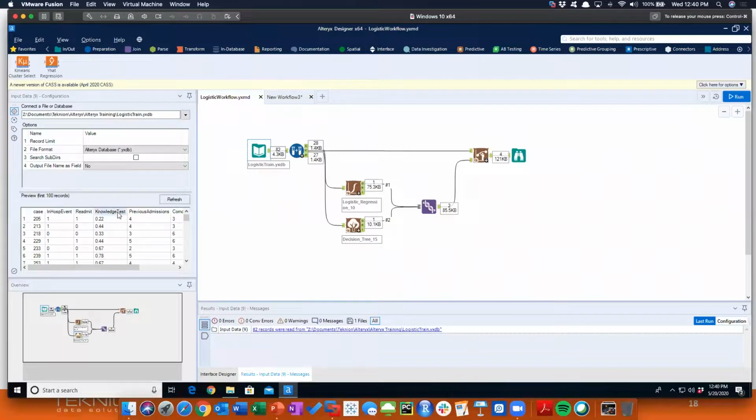We're giving them a knowledge test on how much they know about their disease. We look at their previous admissions. And then finally, we also look at something called comorbidities, meaning whether or not maybe they also had diabetes, whether or not they had, let's say, a history of cancer or something like that.